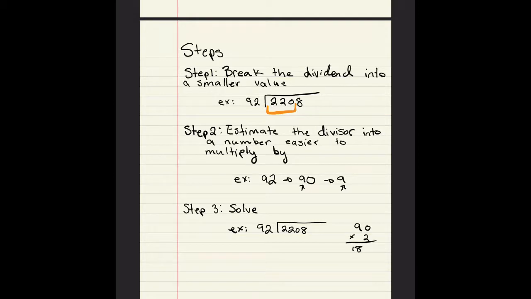Because I know that 2 times 9 is going to be 18. And if I'm looking at just a 9, this is where the estimation comes in. If I'm looking at just my 9, then I can think, okay, well, 9 times 2 is 18. If I add 9 more to this 18, it's going to be bigger than this 22. So that makes sense why it would just be a 2 here, right? So that's it for steps.